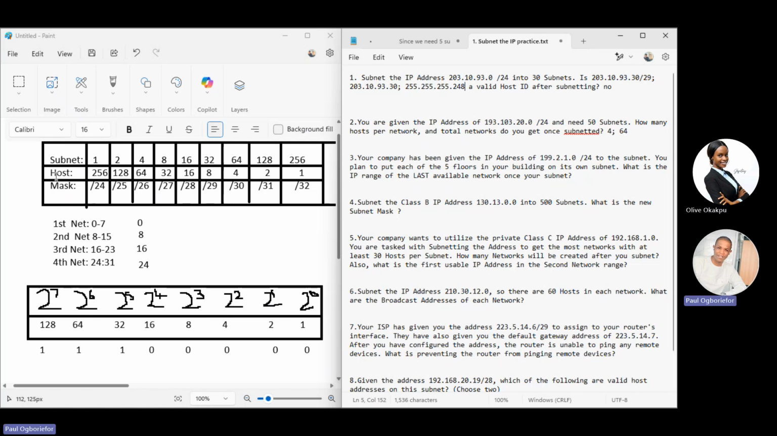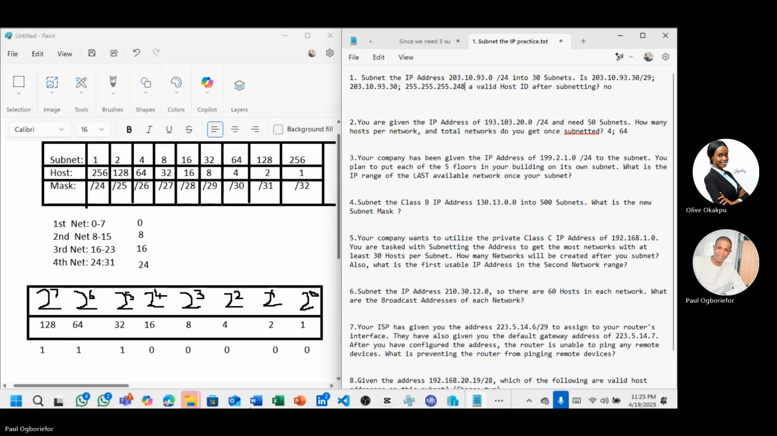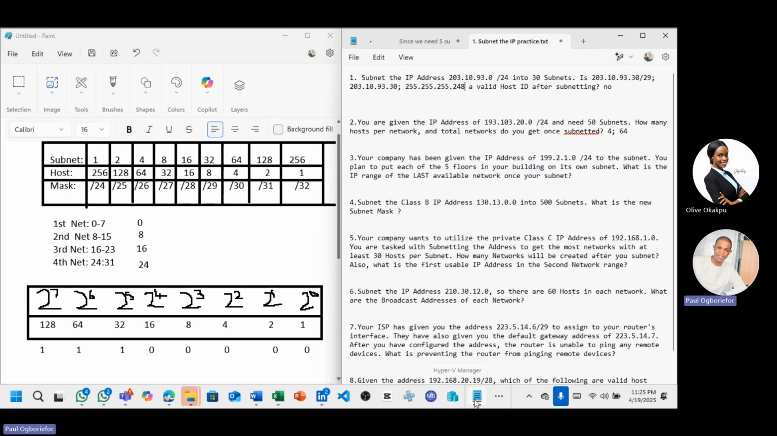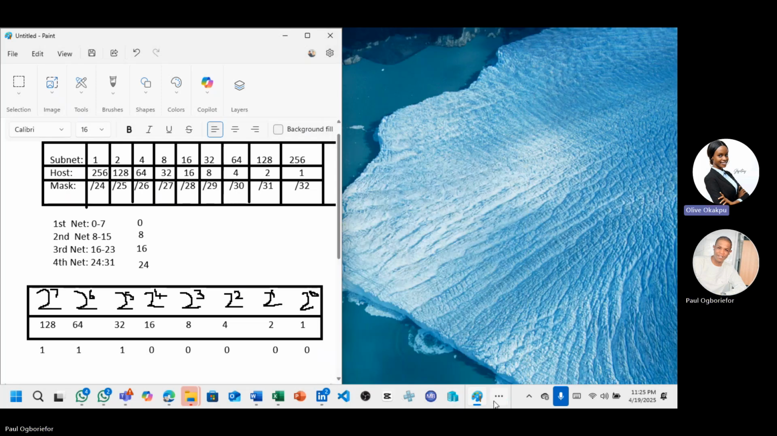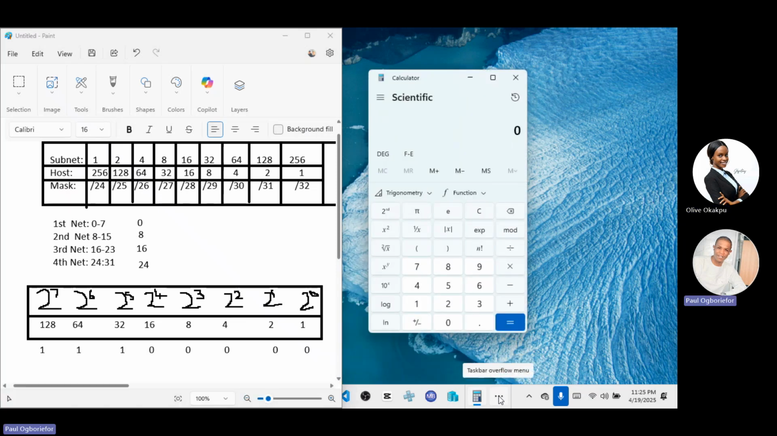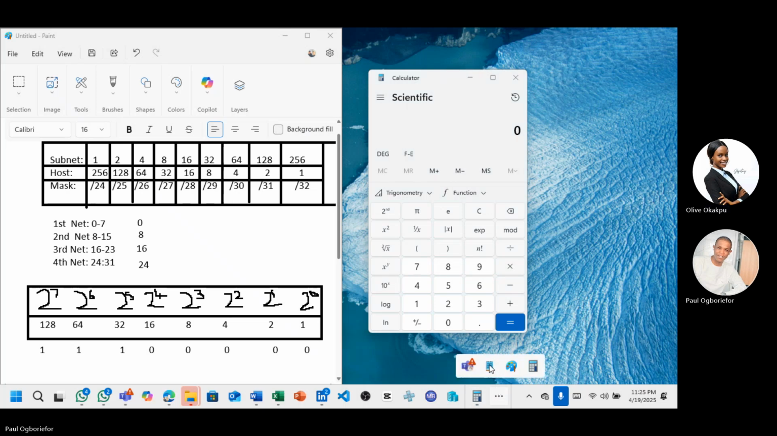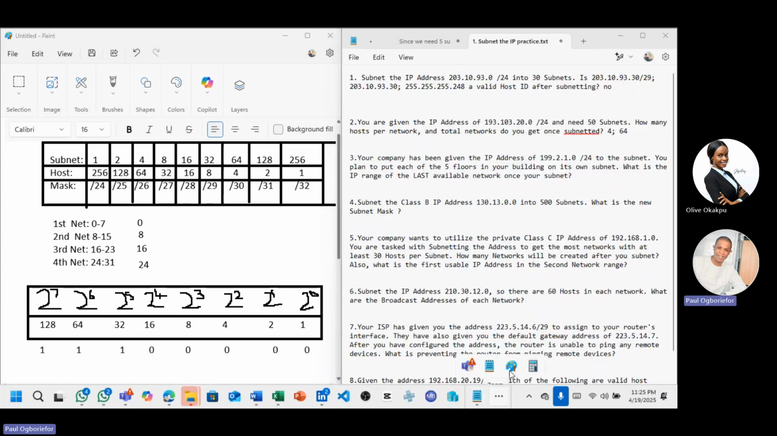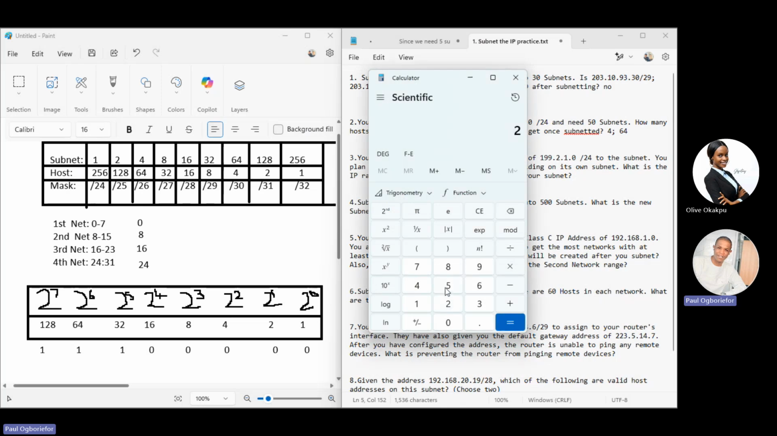What do I need to do? I'll just say 256. How many networks are in one IP address? In each of the IP address, based on our calculation, 32. So what I just need to do is to bring up my calculator and say 256 minus 32. 224. So this network should start from 224.